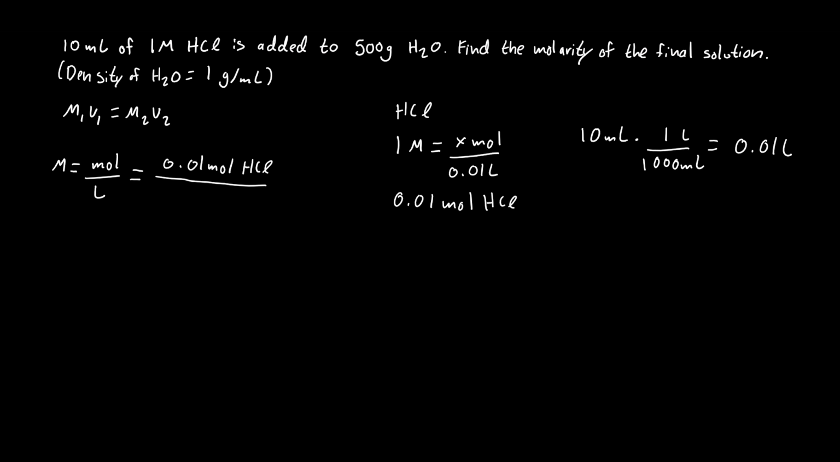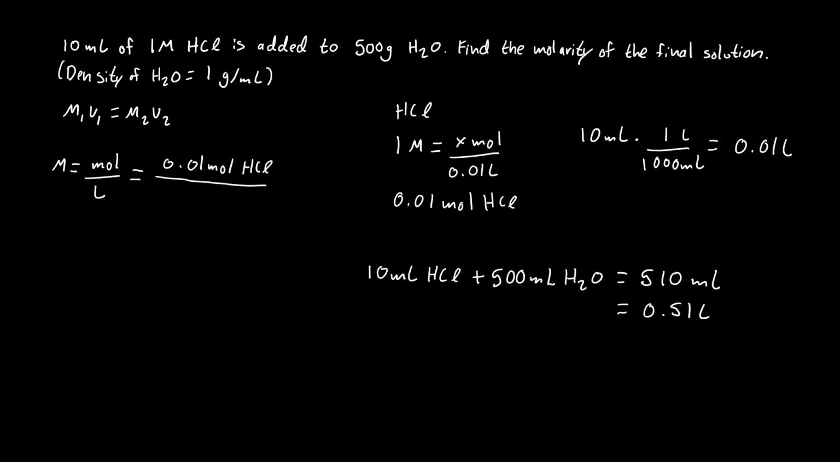So the total volume of our solution will be the 10 milliliters of HCl that we added plus the amount of water. And since water has a density of 1 gram per milliliter, we can always switch out the grams for milliliters without changing the number. So here we have 500 milliliters of H2O. And so if we add those up, our total solution is 510 milliliters. And then converting that to liters, we can divide by 1,000, and we get 0.51 liters of solution.